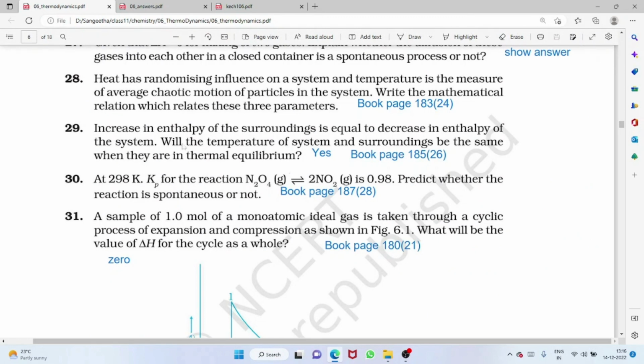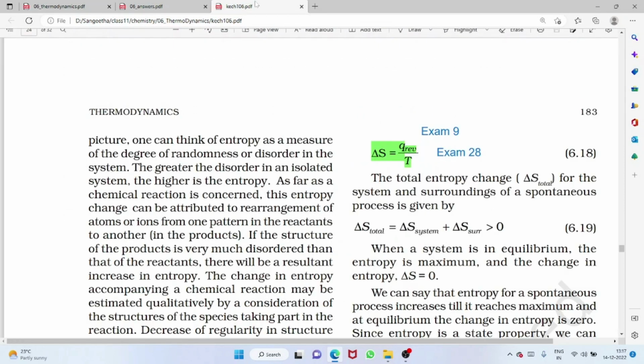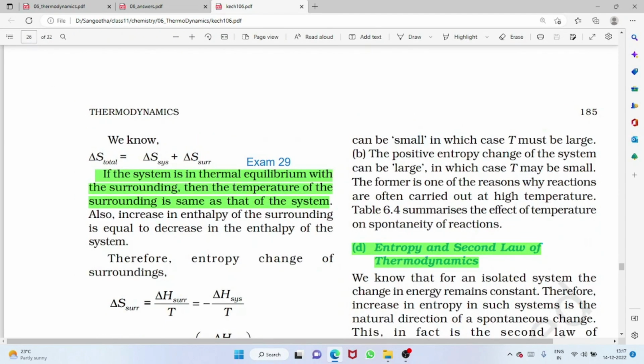Increase in enthalpy of the surrounding is equal to the decrease in enthalpy of the system. Will the temperature of the system and surrounding be the same when they are in thermal equilibrium? Yes, when they are in thermal equilibrium, the surrounding and system temperature will be the same. If the system is in thermal equilibrium with the surrounding, then the temperature of the surrounding is the same as that of the system.